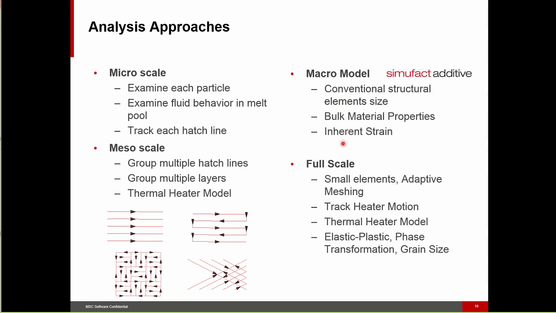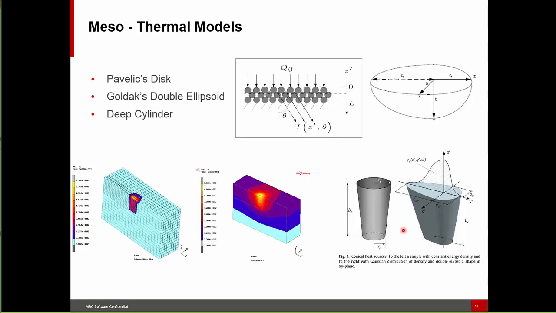The big thing about our macro model is that we're going to use bulk material properties, and we're going to use a method called inherent strain that I'll talk about very shortly. And then, of course, there is full-scale analysis, where we really want to capture the low-level physics and, at the same time, build big models.